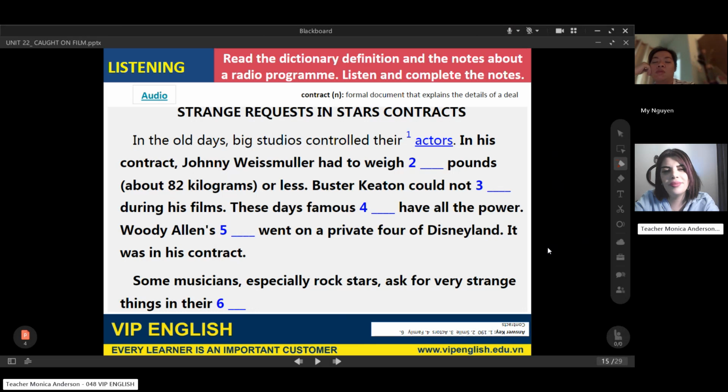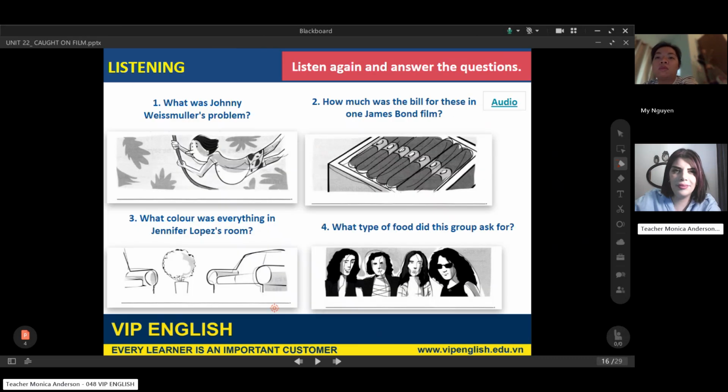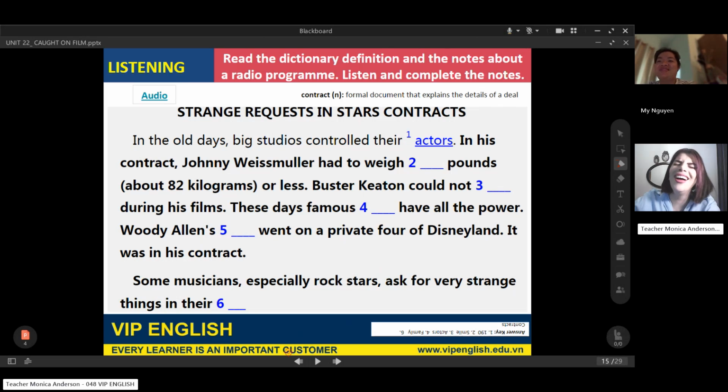In her contract, Jennifer Lopez asked for a white changing room with white curtains and white sofas. The room also had to be full of white flowers. The contract also asked for lots of fresh food, including apple pie and ice cream. Compared to actors, some musicians, especially rock stars, asked for very strange things in their contracts. The rock group Van Halen asked for plates full of the chocolate sweets, M&Ms, in their changing room, but they wanted all the brown ones removed. After that, the Rolling Stones contract asked for all the brown M&Ms that Van Halen didn't eat.